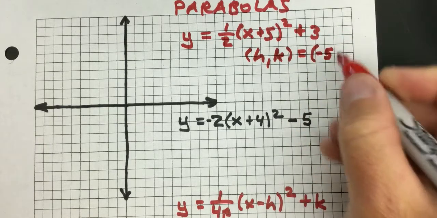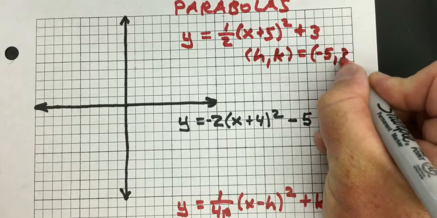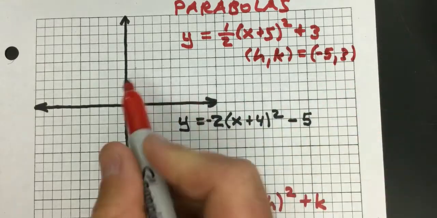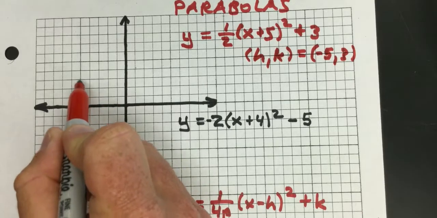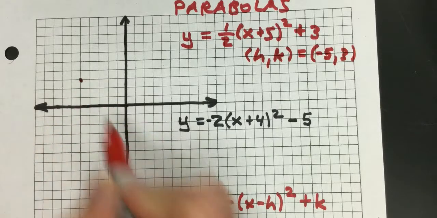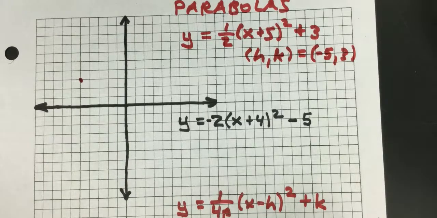And the k value is going to be 3. So negative 5 and then up 3. So let's go ahead and put the vertex in. So we go 5 units over on the x-axis and 3 units up on the y. So the vertex of that parabola is going to be right there.